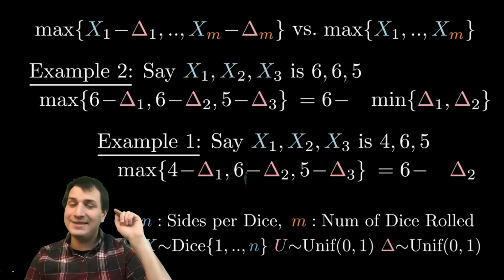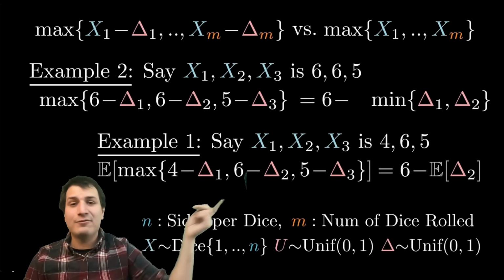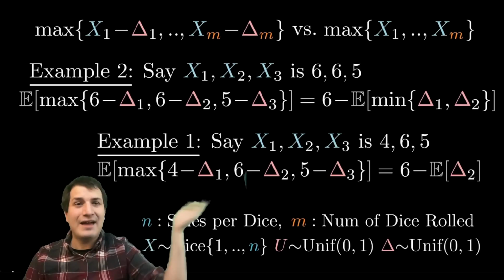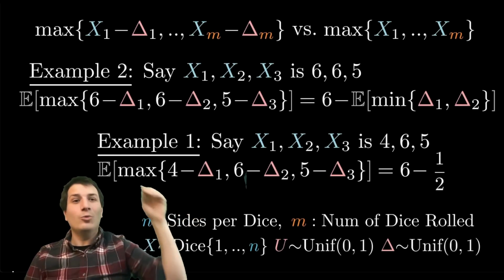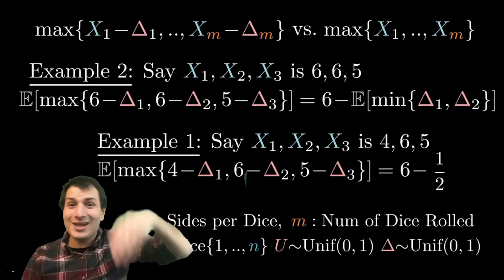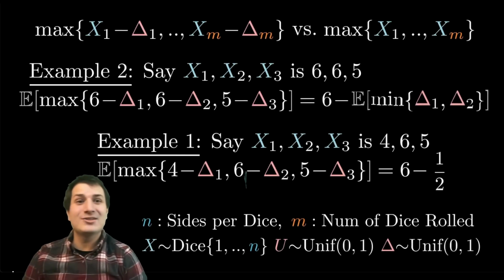In this case, when we take the average of these sides, the average of delta 2 on its own, and the average of the minimum of delta 1 and delta 2, well, the average of delta 2 on its own is a half. What is the average of the minimum of delta 1 and delta 2? Fortunately, we did that already way back in the first term. That is going to be a third.